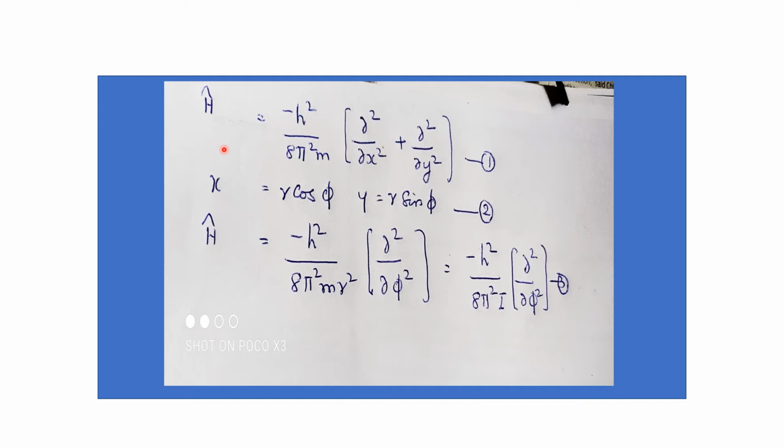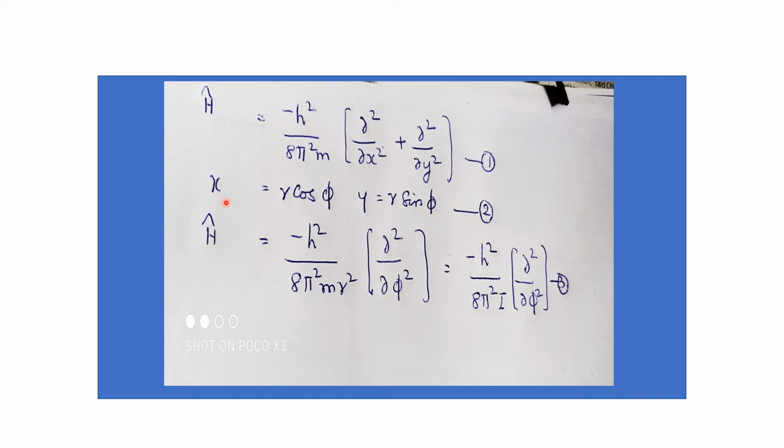If the potential energy of the particle is 0, potential energy is represented as V. The Hamiltonian in the simplest form can be represented as H operator equal to minus h square by 8 pi square m into (dou square by dou x square plus dou square by dou y square). In this case, the motion is circular, so it will be more convenient to express H operator in terms of polar coordinates, that is r and phi.